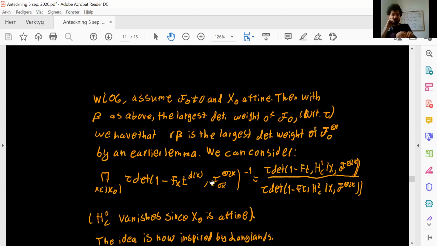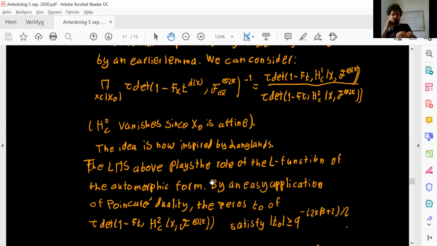Yes, but in any case, it seems like you're just using this particular tau, right? Yes, I'm using this particular tau. So this is just a statement about this particular tau. If I knew that it's real for all tau, then I would have this inequality for all tau. Yes.